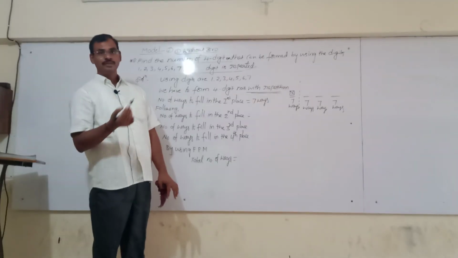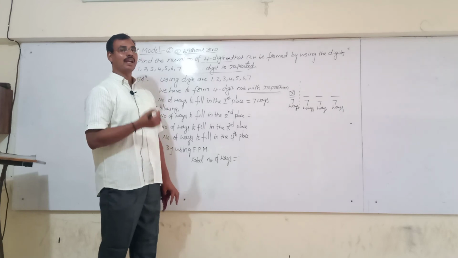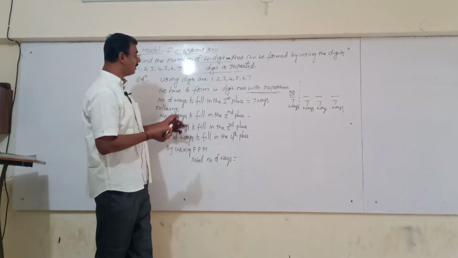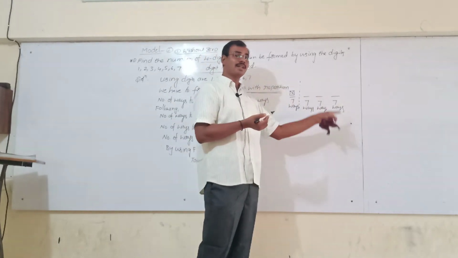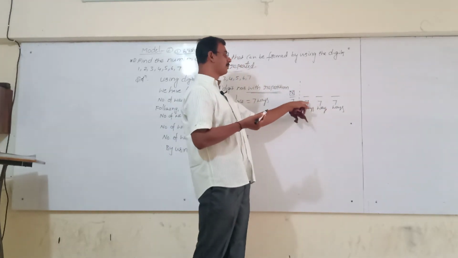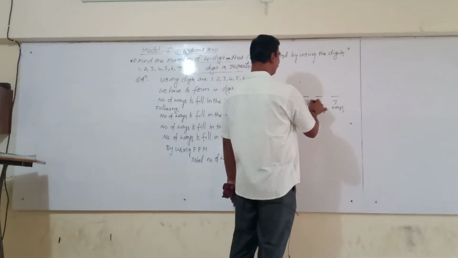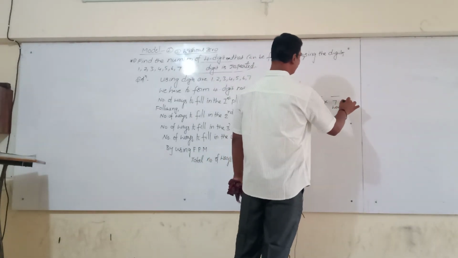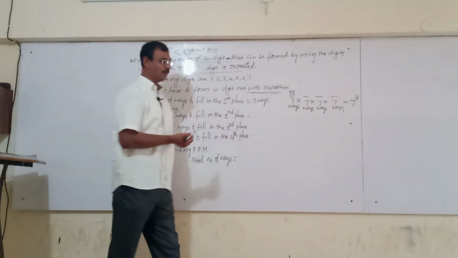Now what do I do? Do I add or multiply? I have to multiply. Why? Because I do not stop in the first place. I have to fill the second place, third place, fourth place further. So we have to use the multiplication rule. So the total number of ways is equal to 7 raised to 4.